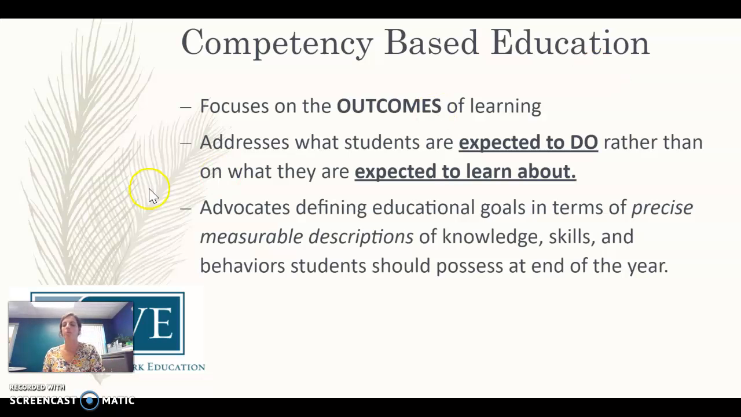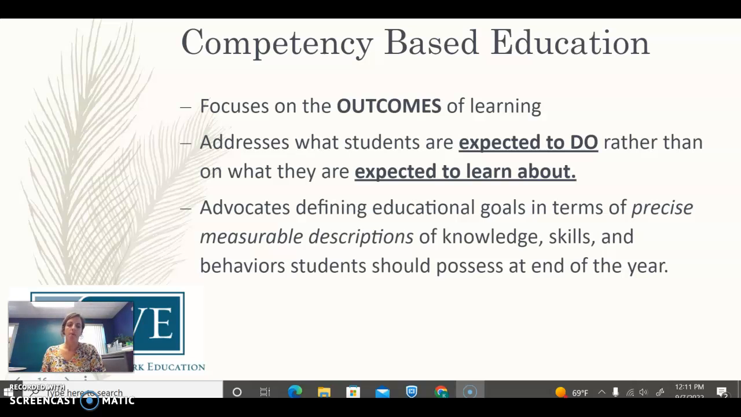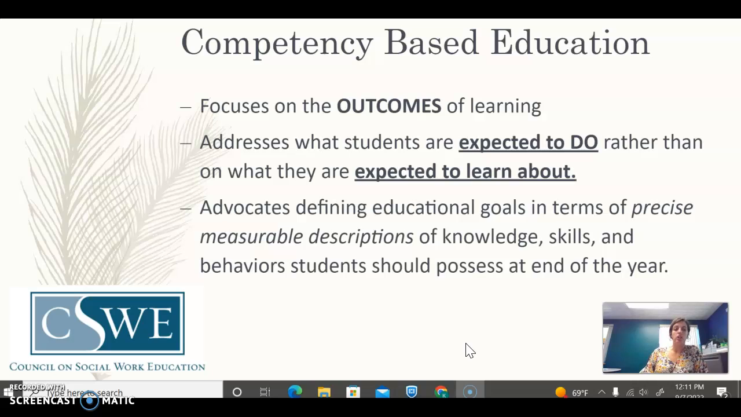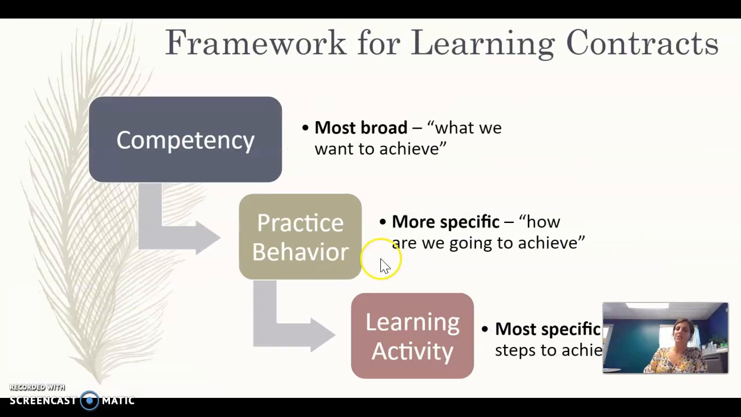Competency-based education, that's really what the Council of Social Work Education values within all of the social work programs. And so we're looking at outcomes, not just the learning piece or the academic piece. We want to look at how you take the academic knowledge that you've learned and produce outcomes from it. And so it addresses what students are expected to do versus what they're just expected to learn about. And then we advocate for defining educational goals in terms of precise, measurable descriptions. This prepares them really well to write goals for any sort of plans that they might have with clients down the road. So it serves a dual purpose, but it does reemphasize the fact that in order for things to be evaluated, you have to have specific measurable pieces within the plan. So if anyone's had experience writing SMART goals, learning contracts mirror that process very closely.